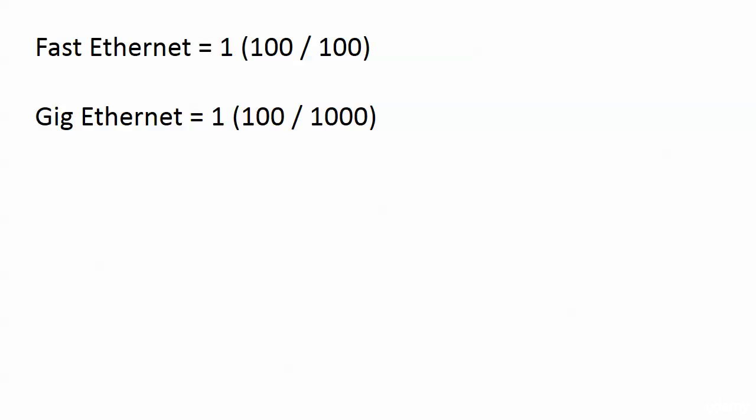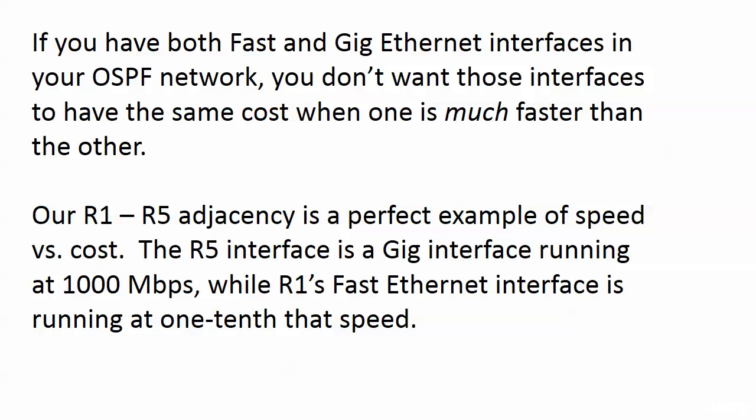100 divided by 1000, which is 0.1, which does not round down to 0. We can't do that, and the formula is not going to do it. So we end up with a fast Ethernet and a Gig Ethernet interface having the exact same cost. Now, if you have both of those interface types in your OSPF network, you really don't want those interfaces to have the same cost when one is much faster than the other.